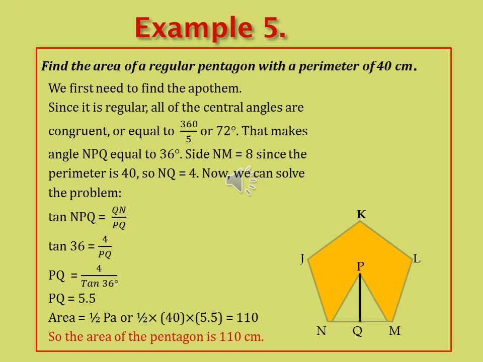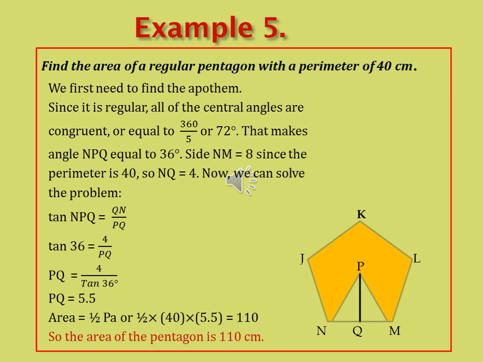Let us look at example 5, where you are told to find the area of a regular pentagon with a perimeter of 40 centimeters. Now, for us to achieve this task, we need to find the length of the apothem first, so that you can get the area of one triangle. Remember, this being a pentagon, it has 5 sides, and therefore the angle at the center will be 360 divided by 5. That will give you 72 degrees.